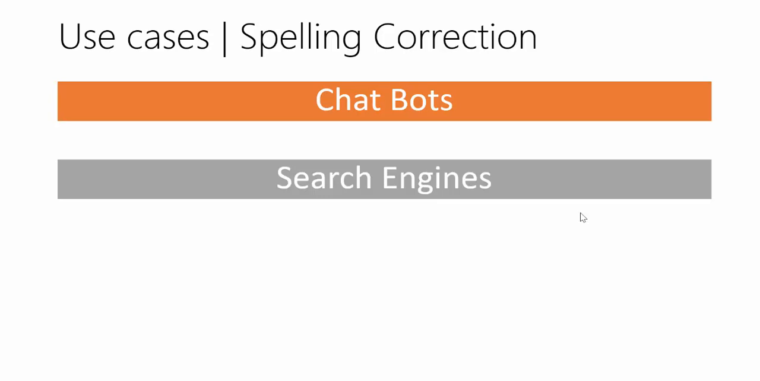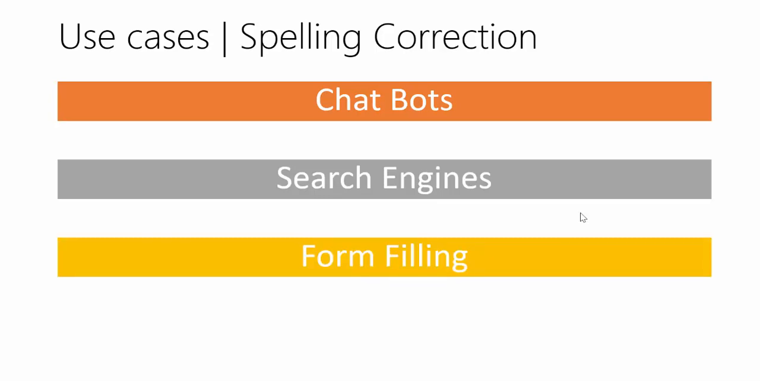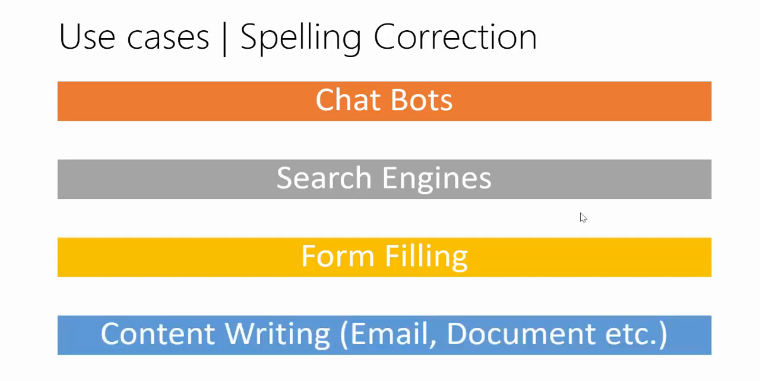Search engines with the same problem. Form filling. You can suggest user spellings before submitting their forms so that they might not need to go for things like name change or address change due to a spelling mistake. Content writing. When you are composing an email, writing a document, SMS, or a normal message, something like that, then spell checking becomes really crucial.